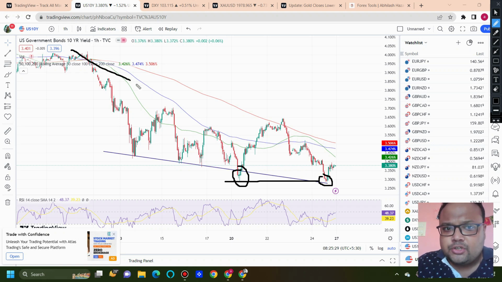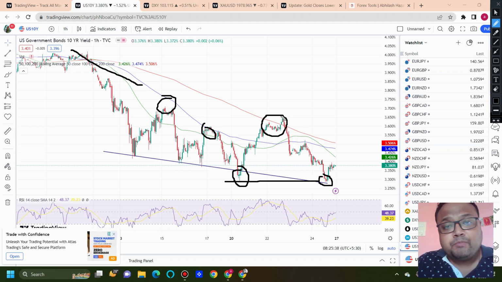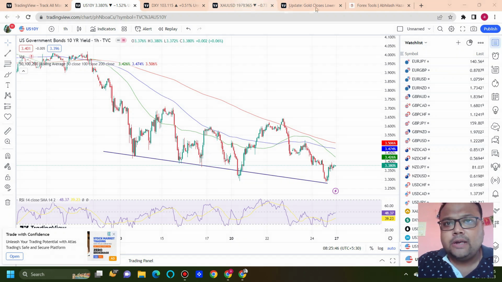Though the market structure is weak because the market was constantly forming lower highs, the market here formed a higher high. So overall, I think that there will be some recovery on the chart of bond. Let's wait and watch. Now let's talk about gold.